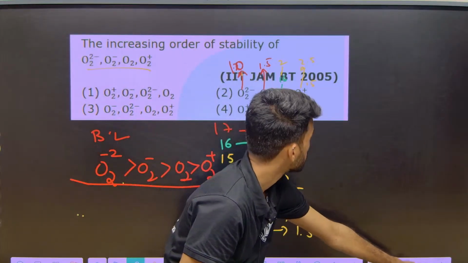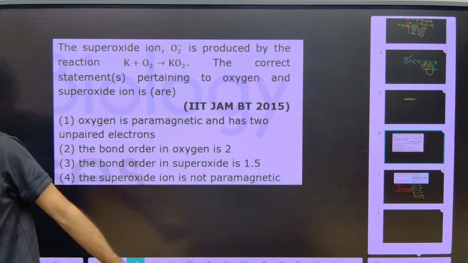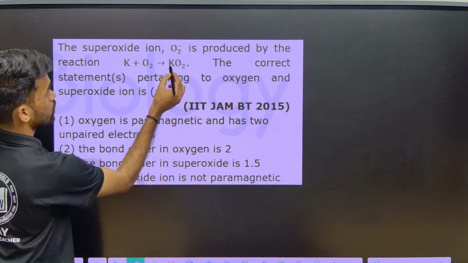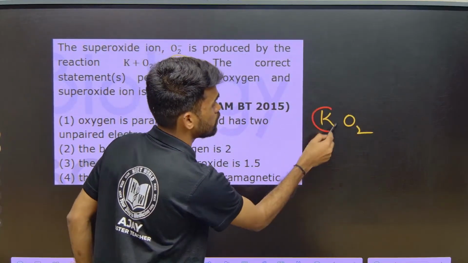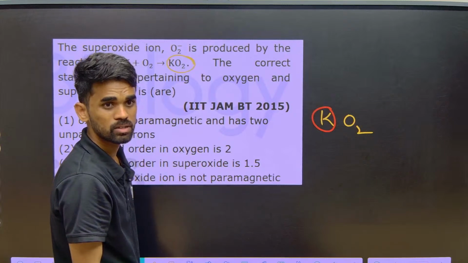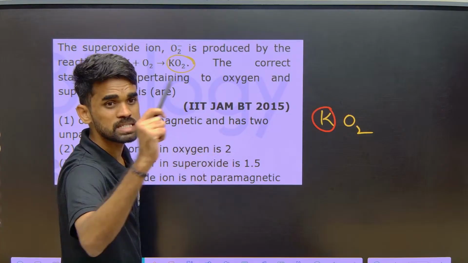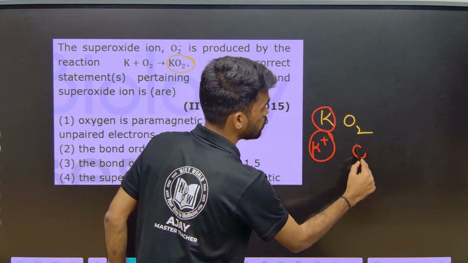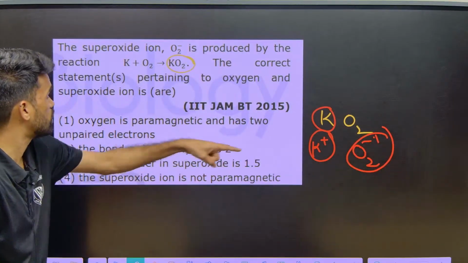Next, this one. KO2 it is there. Okay. Now tell me, what is the nature of potassium? Which group element? Metal. So whenever it is combined, it always gives its one electron. So it becomes K+. If it is K+, this should be O2 minus 1. So O2 minus 1. These are the statements for O2 minus 1.